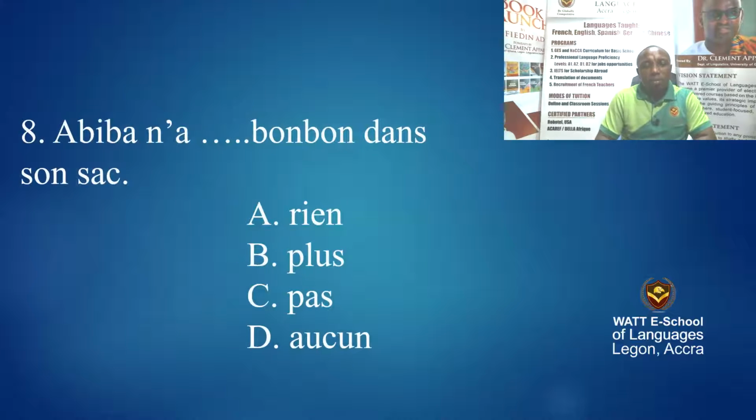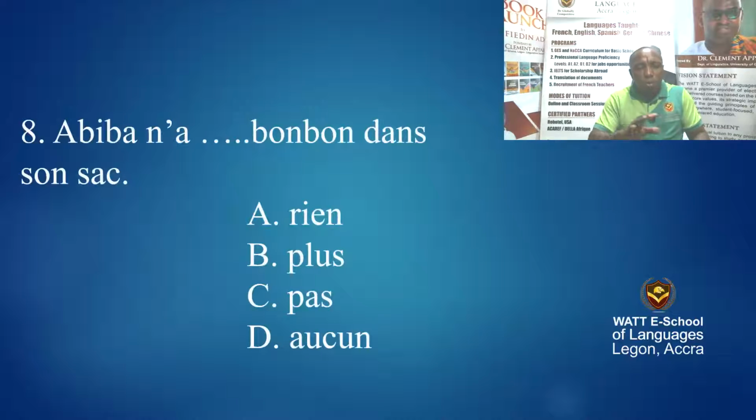Abiba n'a bonbon dans son sac. They are all negative. Rien. You can say n'a rien. You can say n'a plus. You can say n'a pas. You can say n'a aucun. But let's see. After rien, do we have to add another word before the bonbon? After plus, you have to add de before the bonbon. That's what will bring the difference here. When you look at the rien, we say Abiba n'a rien. You don't bring bonbon. N'a rien bonbon. It's not correct. It doesn't have a meaning.